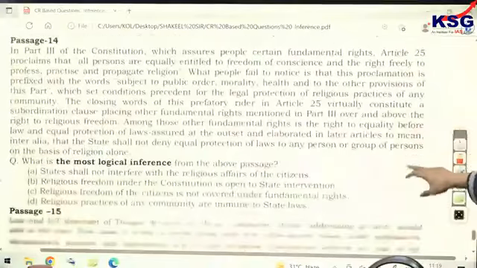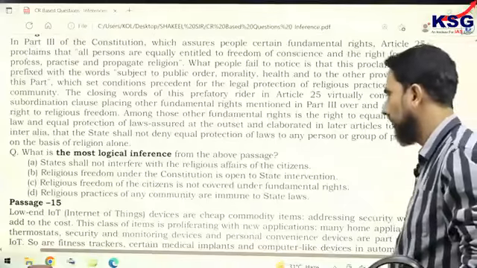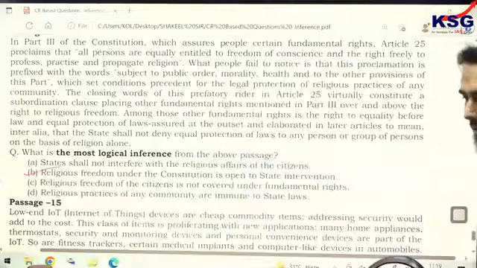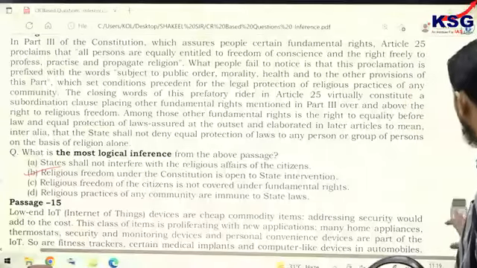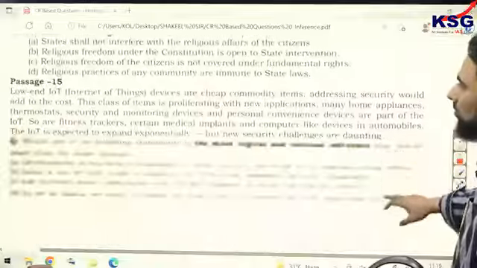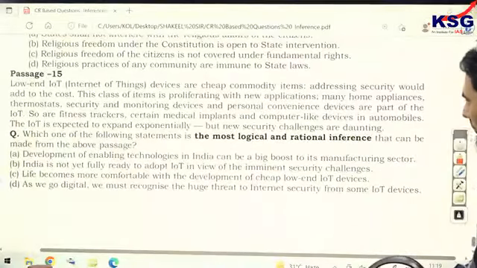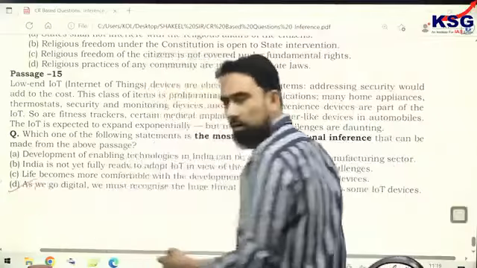Passage 14, the correct answer is option B, Bombay. Option B, Bombay for 14. And for the last question, 15, option D for Delhi is the right answer.